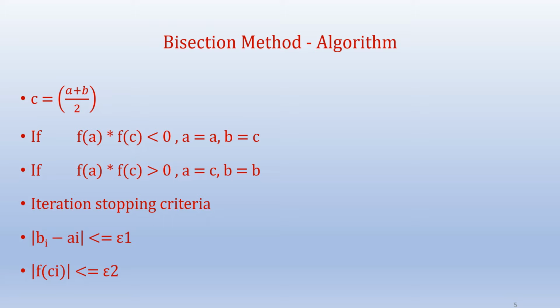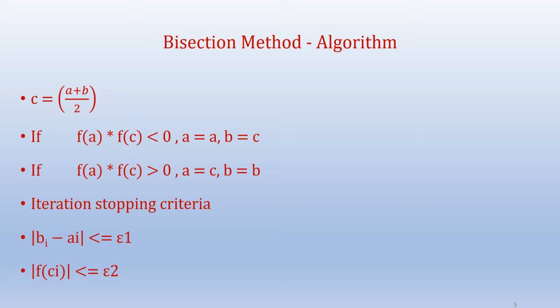An iteration stopping criterion needs to be used. If Bi minus Ai is less than the tolerance value epsilon 1, we can stop the iteration, where Bi and Ai are the x values. The other option is to find the function f(x) at location C. If f(C) is less than or equal to a set tolerance value epsilon 2, then the iteration can be stopped.